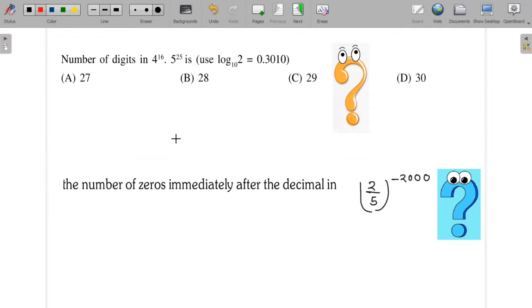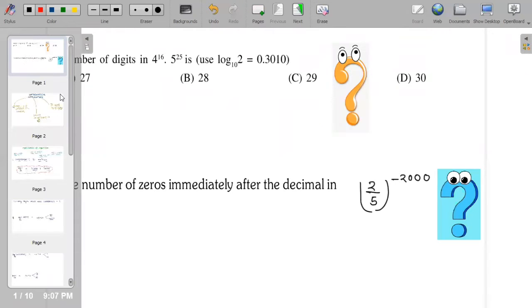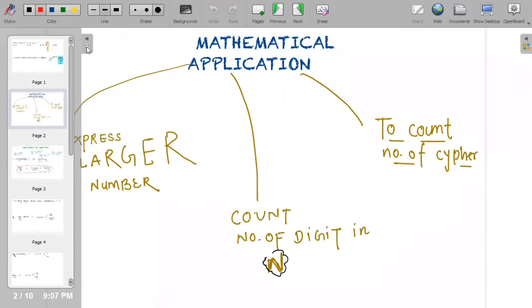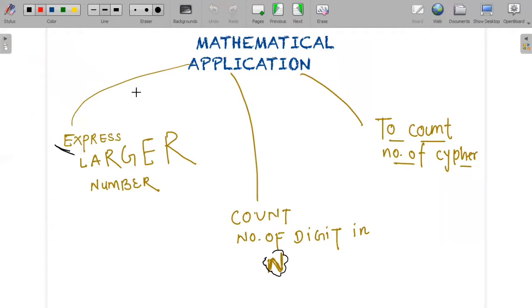Even your calculator will not help you out. So your logarithm will give you the opportunity to answer these two questions very quickly. So without any further ado, let's get started. In this lecture, we are going to discuss the application part of logarithm. These are the three things which we are going to cover in this video.